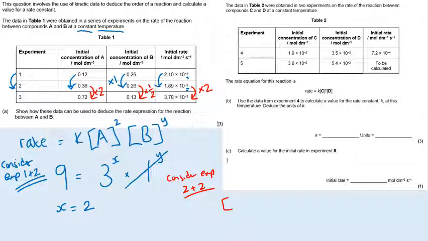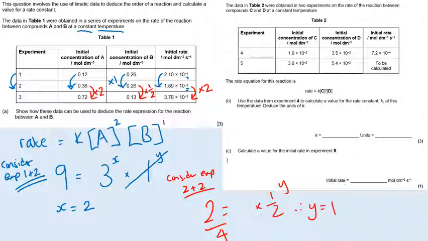So I know that 2 is equal to A, which is doubling, so it's 2 squared multiplied by a half to the Y. Simplify this out, 2 squared becomes 4, and I'll drop it down to the other side, so 2 over 4, that's a half. So half is equal to a half to the Y, therefore Y is 1. So it's first order with respect to B.